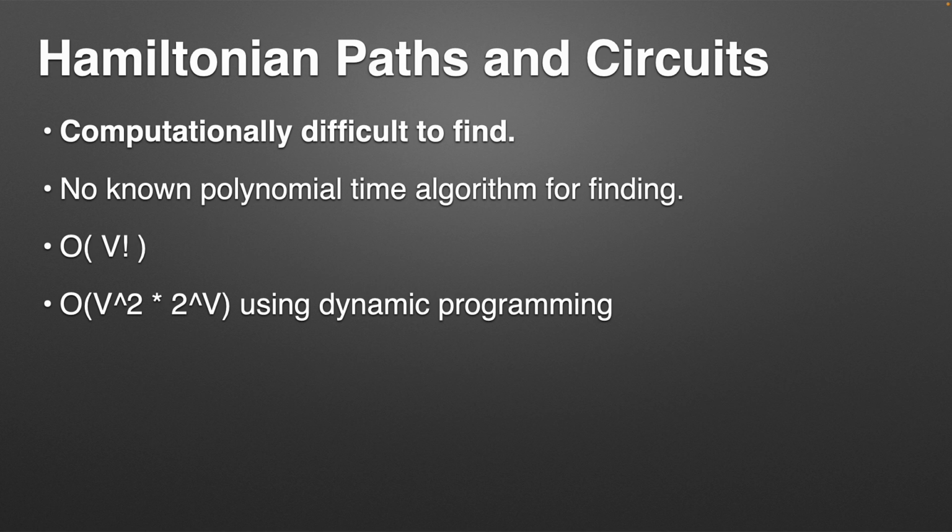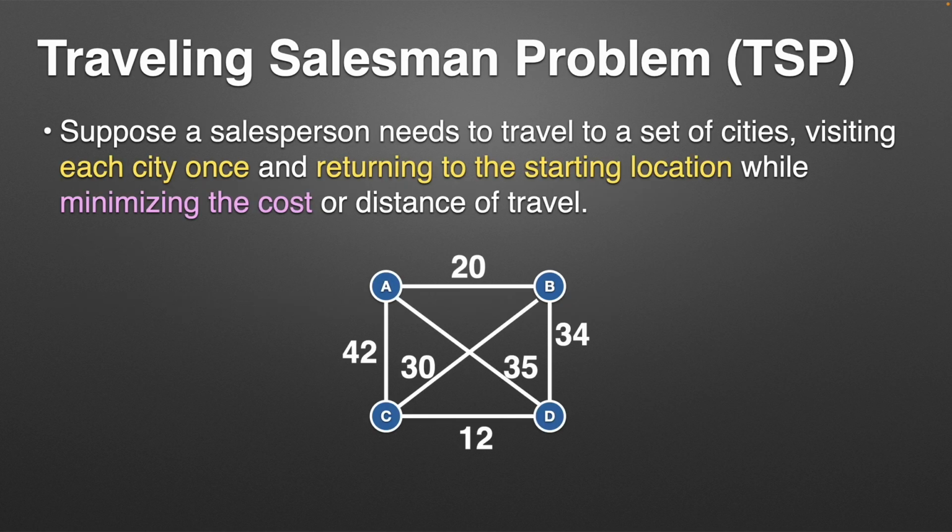You can get this a little bit better. That's still awful: V squared times 2 to the V. Not great if you remember early on when we talked about the running times of things.